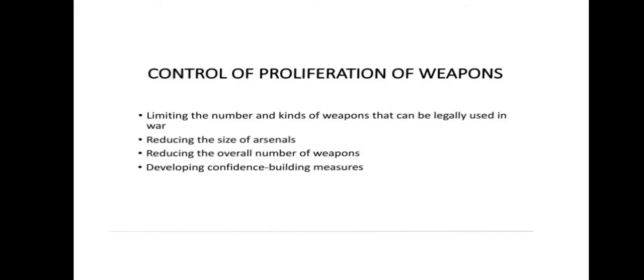But this proliferation of weapons cannot be controlled unless certain treaties and agreements are signed among the states to ensure that they are not going to manufacture nuclear weapons and nuclear arms anymore. So since 1945, many arms control agreements have focused on non-proliferation or reduction of nuclear weapons.